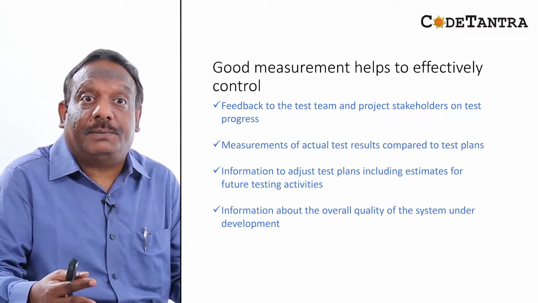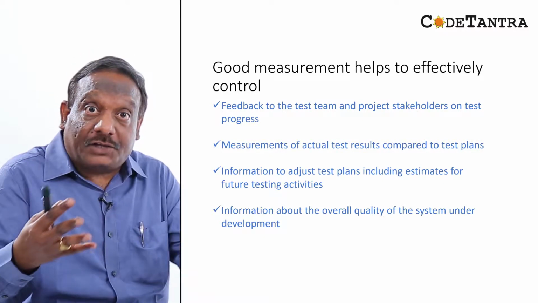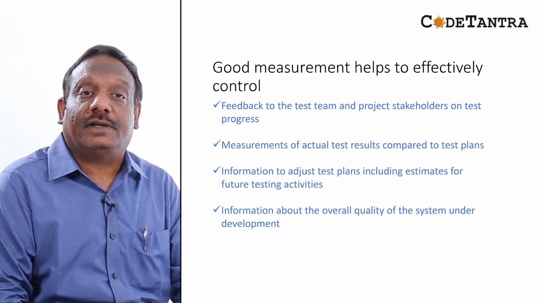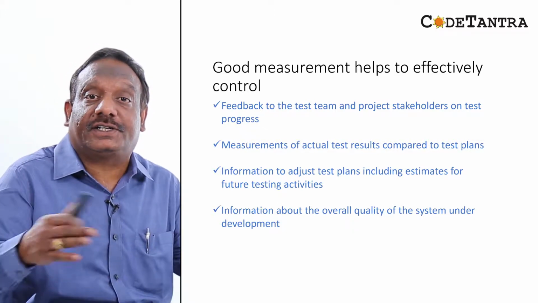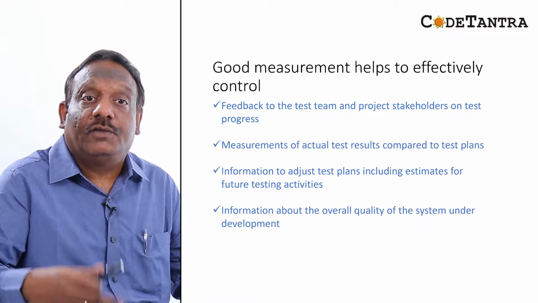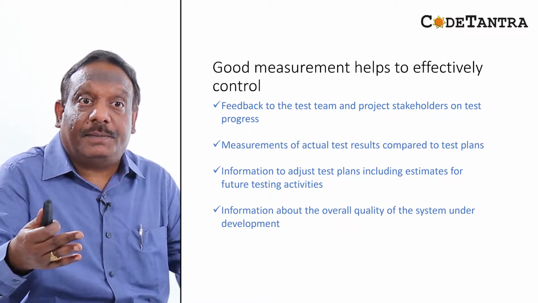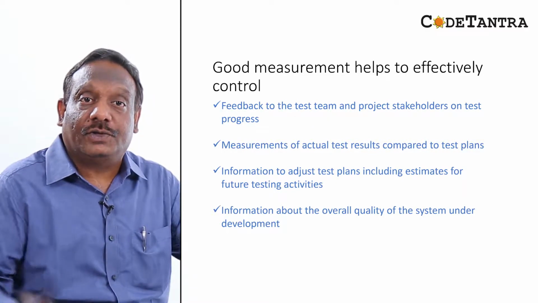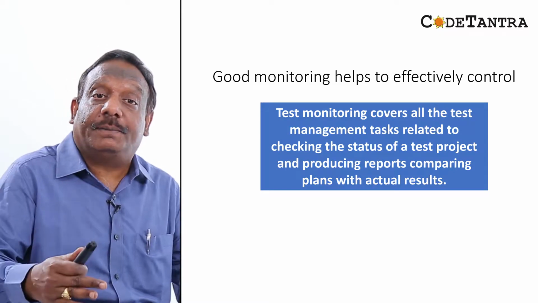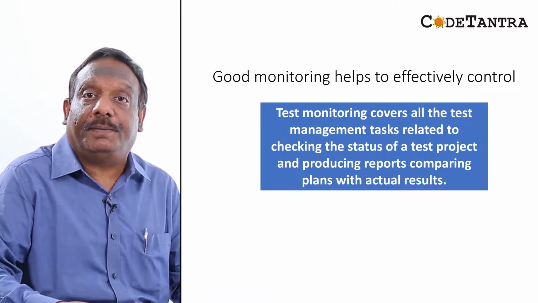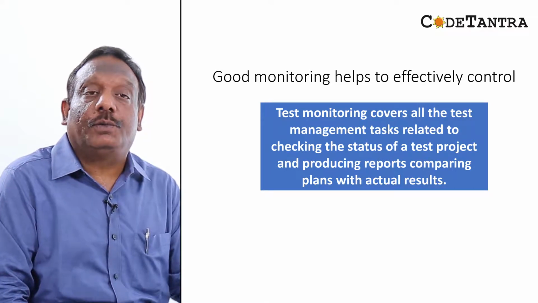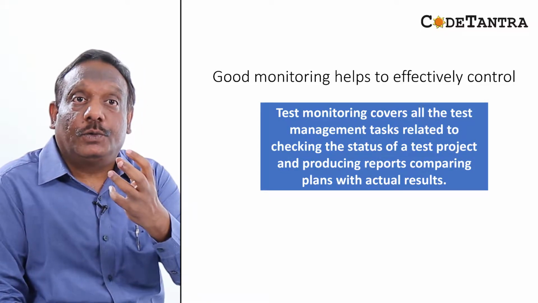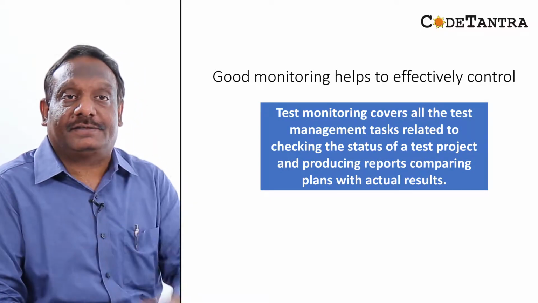Also, good measurements, if you have actual versus planned comparisons, can help you to control the projects well. And also the information to adjust test plans, including estimates for future testing activities. If you have good measurements, you can adjust the future test plans by incorporating the right actual values for a given situation. And also information about the overall quality of the system under development can be achieved by good measurement. So good measurement is an important first step to really place good control in place. So keep that in mind.